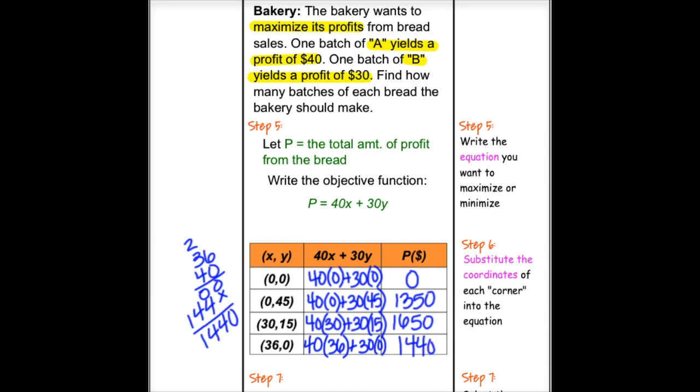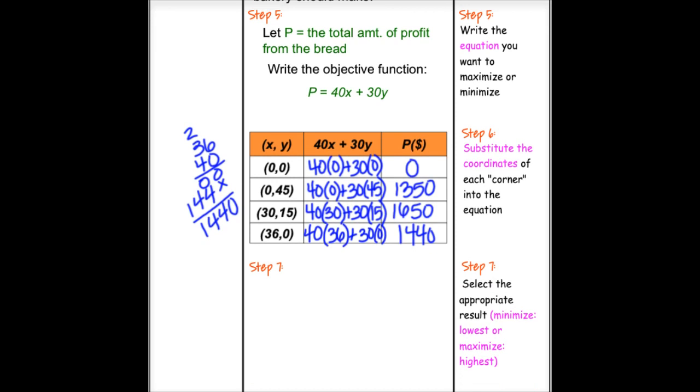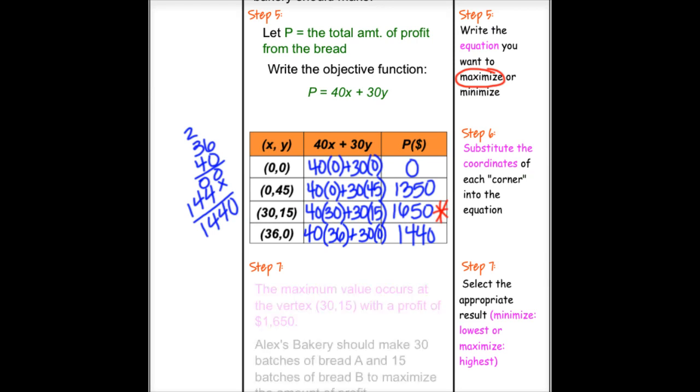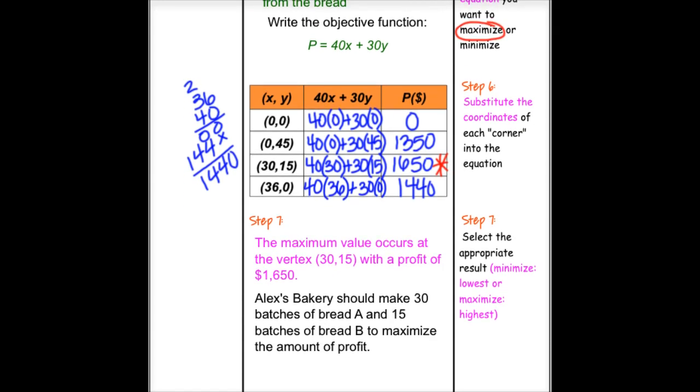So now that we have our table filled in, we can go ahead to step 7, which is to select the appropriate result. For minimizing, it would be the lowest value, maximizing the highest value. We said we wanted to maximize our profits, which would mean this one here, which means that we want to make 30 batches of bread A and 15 batches of bread B to be able to maximize the amount of profit.